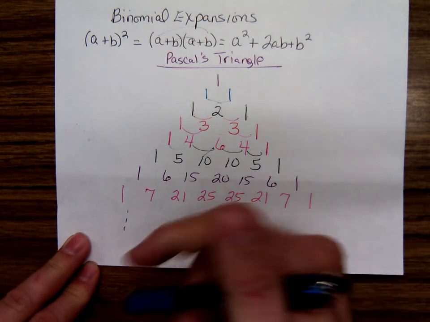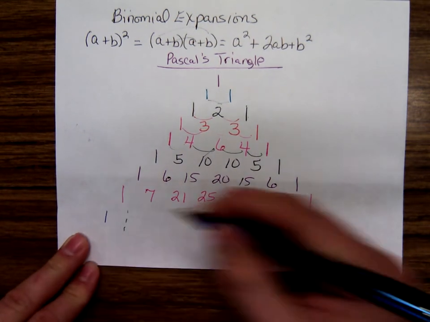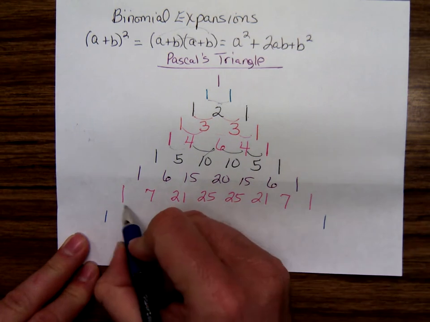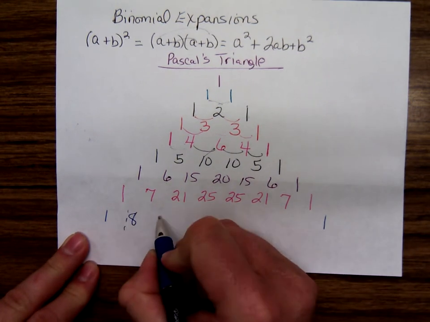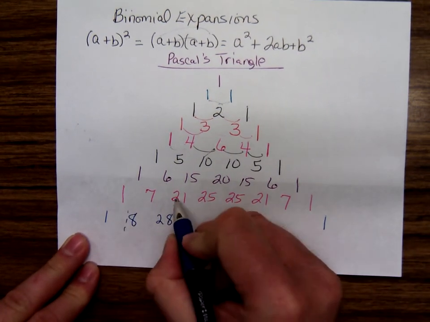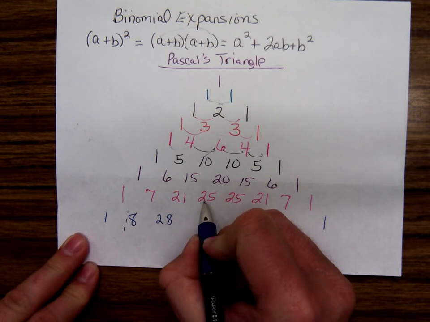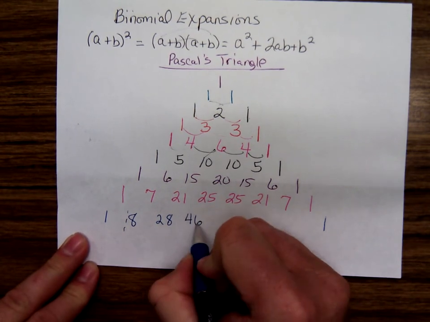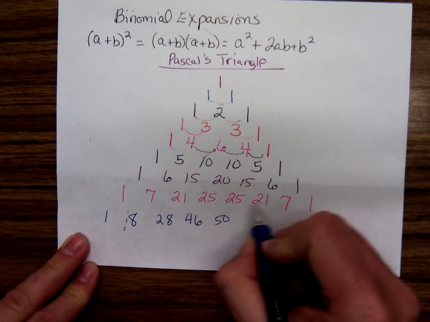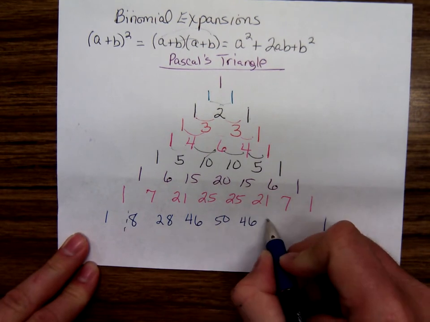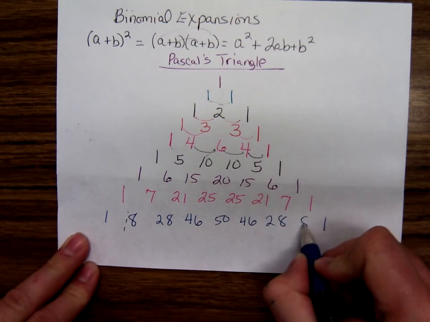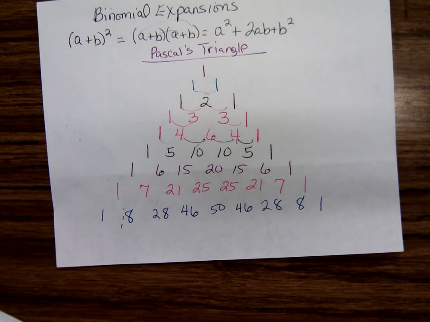If we were going to make one more row, for instance, it begins and ends with 1, 8, 28, let's see, 21 plus 25, 46, 50, 46, 28, 8, and then 1.